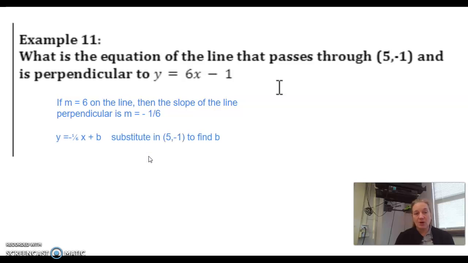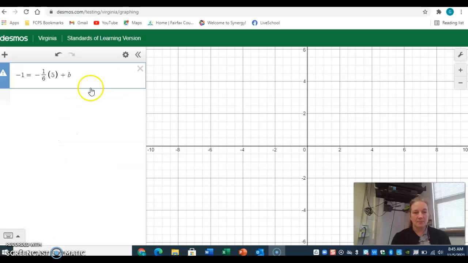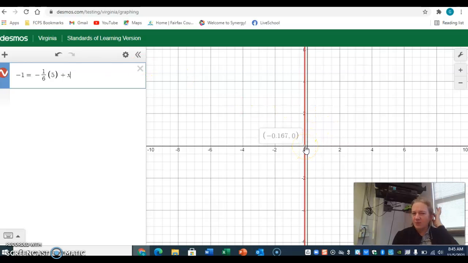So now I know y equals negative 1/6 x plus b. That's too many variables, so just like I did with parallel slopes, I'm going to substitute my x and y values in, right? So I put negative 1 in for y, I put 5 in for x, and now I solve for b in Desmos. When I do this, notice I don't get an answer if I use the letter B. I need to change that to an X. Oh, now I get an answer. It's negative 0.167. That's kind of annoying.